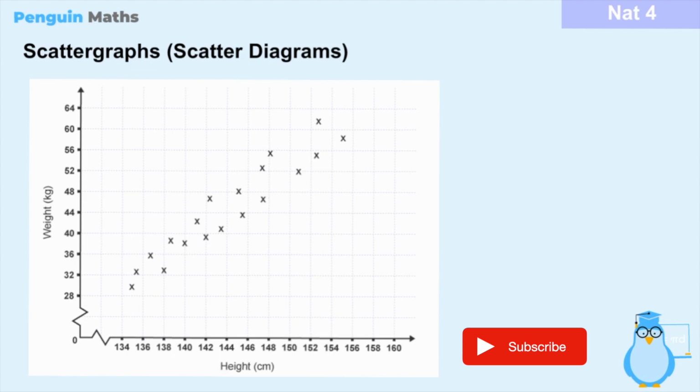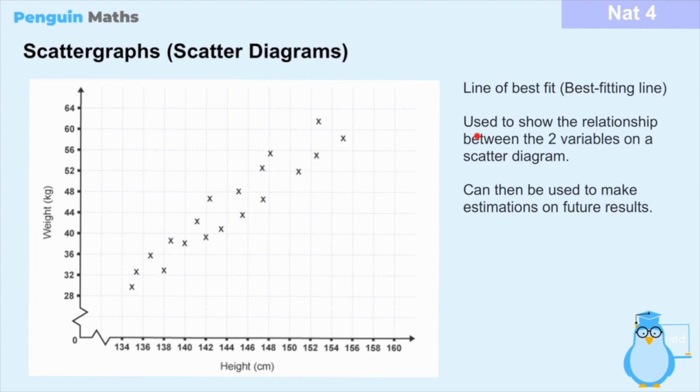So going back to the positive correlation example between the height and weight of children, if we have a clear and obvious relationship between both variables, then we can draw something known as the best fitting line, or the line of best fit, in order to make predictions between these two variables. So again, we can use a line of best fit to show the relationship between two variables on a scatter diagram, and we can then use the best fitted line to make estimations on future results.